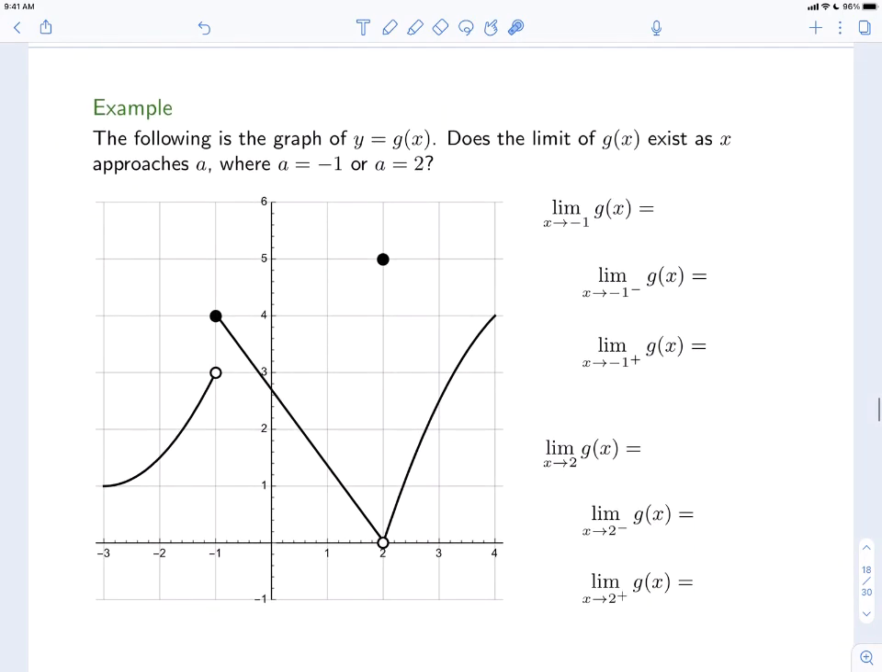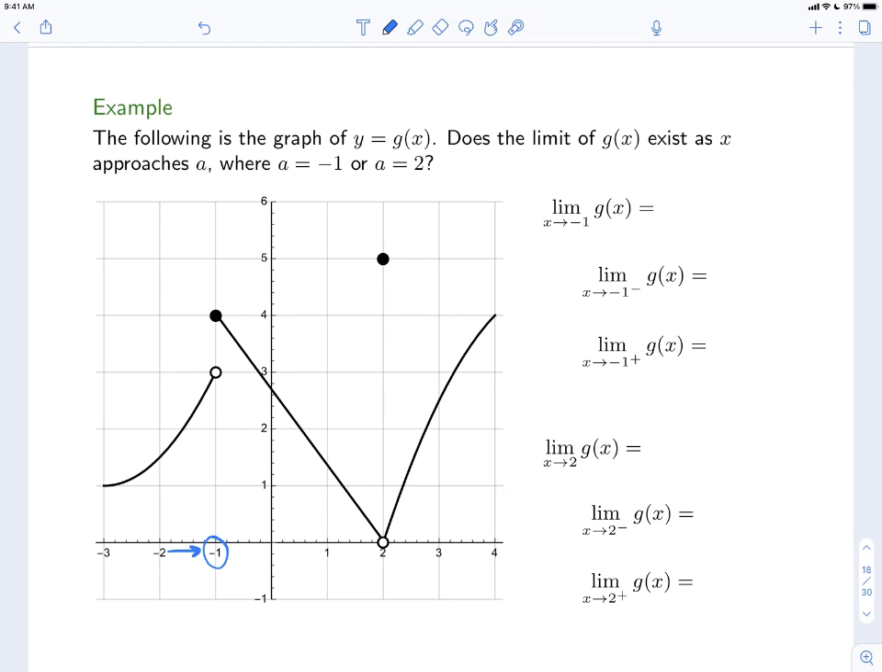Let's look at an example. The following is the graph of y equals g at x. Does the limit of g at x exist as x approaches a for two choices of a, where a is equal to negative 1 or where a is equal to 2? So let's look at this based on the graph. So we'll start with the limit as x approaches negative 1. Does this limit exist? Well, we'll start by looking at the limit as x approaches negative 1 from the left. So that means we're looking at negative 1, and we're going to approach it from the left.